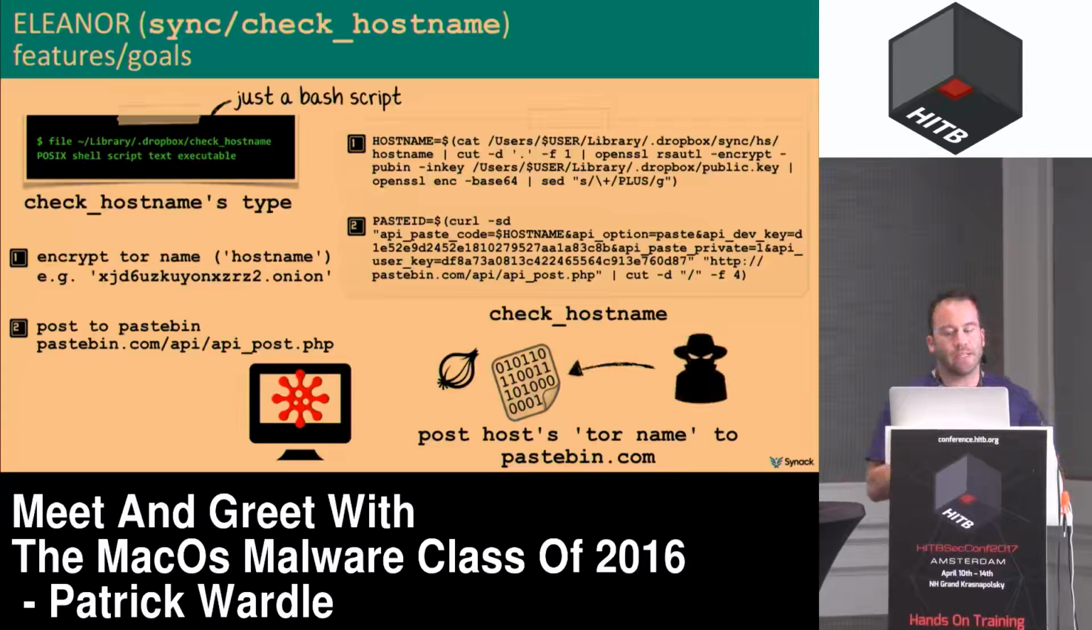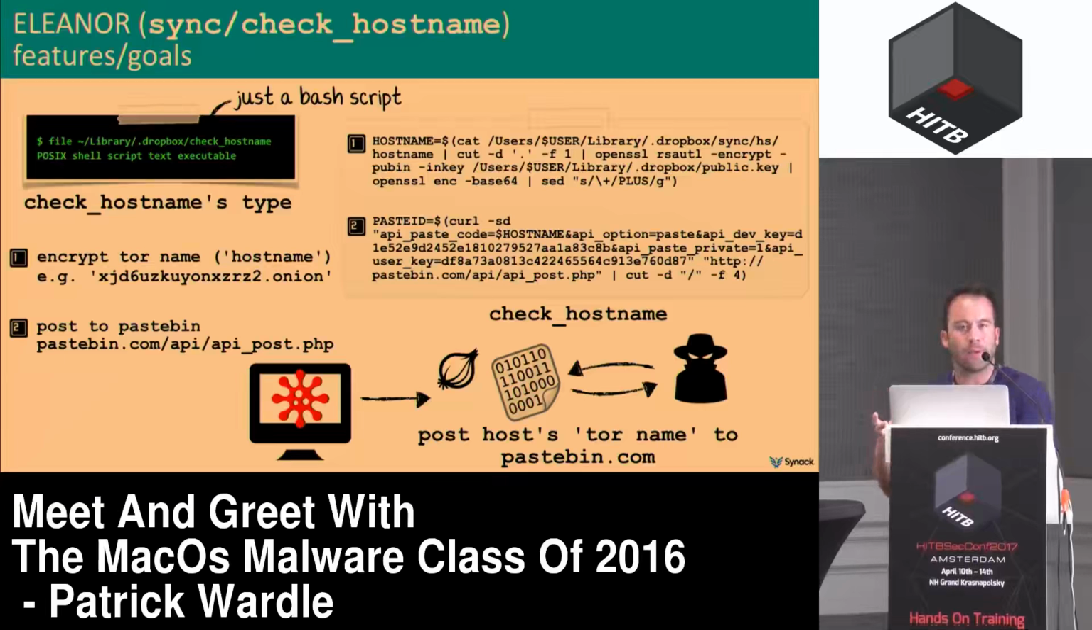Now, of course, the attacker needs to know about the hidden Tor service because it's going to be unique for each infection so that he or she can connect to it. So the second launch agent takes care of this. It's a binary, or rather a script called check hostname, and it does two simple tasks. It encrypts the name of the hidden Tor service and then publishes that to Pastebin. This then means the attacker can go to Pastebin, grab that encrypted service name, decrypt it, and then connect to the infected computer.